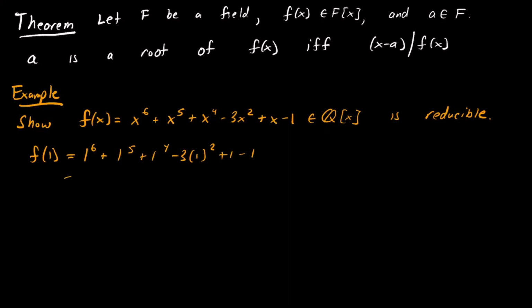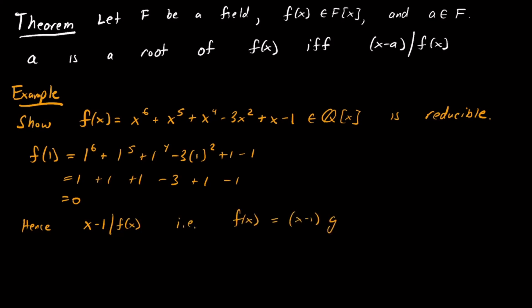And if I think about this, this is 1 plus 1 plus 1 minus 3 plus 1 minus 1. I'll see that this equals 0. So by our theorem above, I know that the remainder, when I divide by x minus 1, is going to be 0. So I know x minus 1 is going to divide f of x.